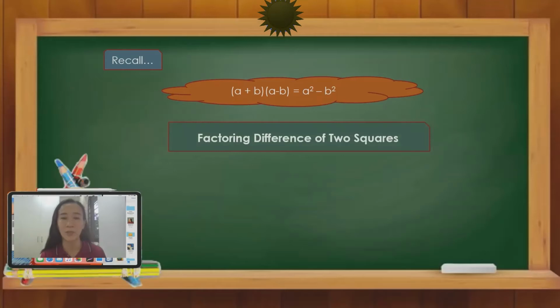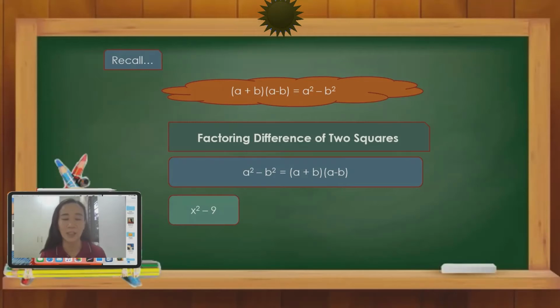And our topic for this week is about factoring difference of two squares. So it is this one, the difference of two squares. How are we going to factor this difference of two squares? It means the factor of a squared minus b squared is (a plus b)(a minus b). So if we have a given a squared minus b squared, the answer is a plus b times a minus b.